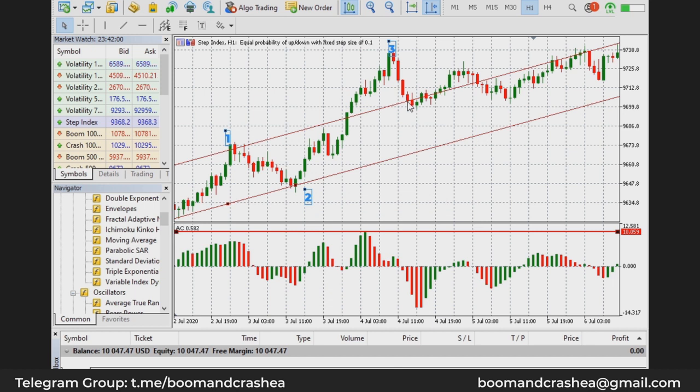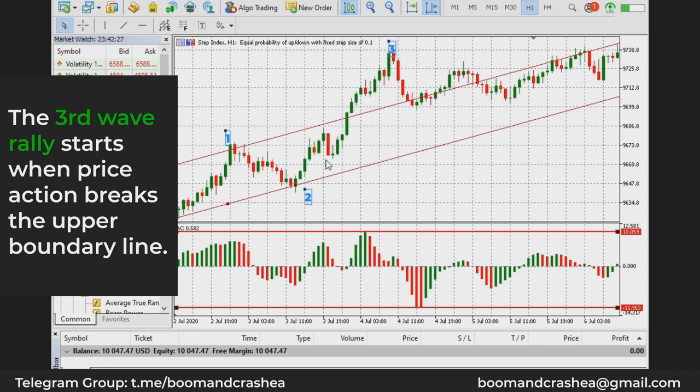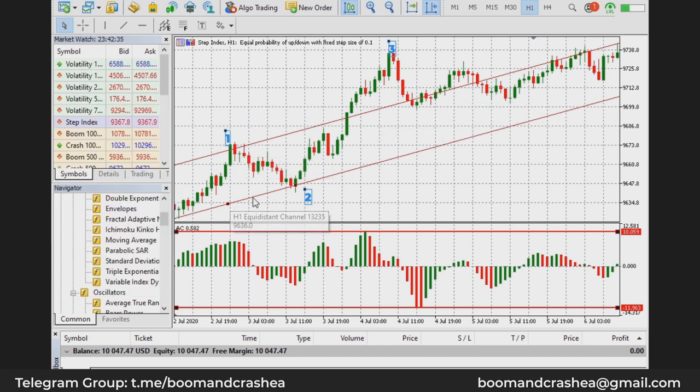Then I see that this is an acceleration and this is a deceleration, by the evidence of tall red candles, which are taller than all other red candles at the bottom half of the accelerator. So what I'm going to do is connect for acceleration channels. Now before I even connect, let me state that the third wave rally, which is this, occurs when price action breaks the upper boundary line. This is the upper boundary line and this is the lower boundary line.